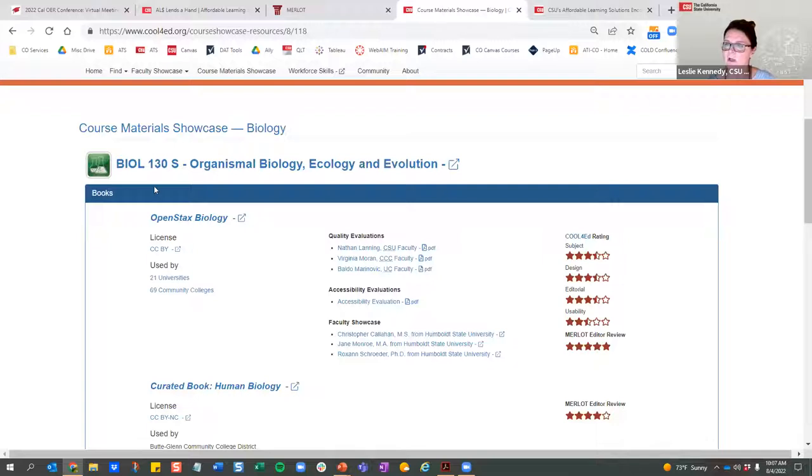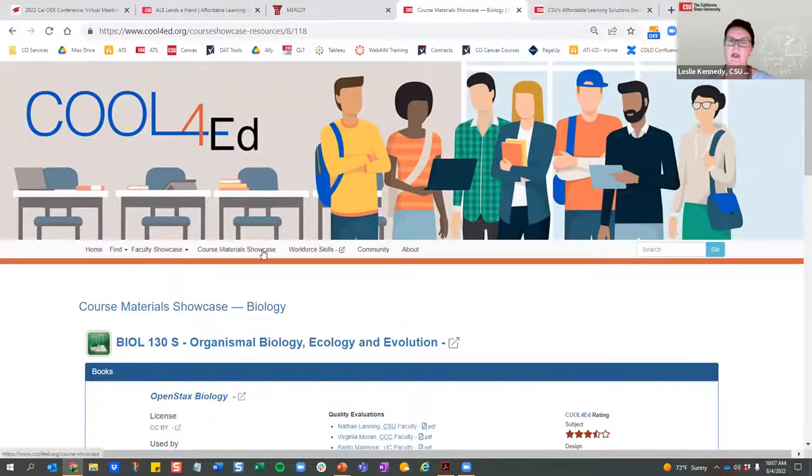So if an instructor comes into the Cool for Ed showcase and they're teaching a certain discipline, they might find OER based on their discipline. And this could be very helpful. And that was the intention of the Cool for Ed project.